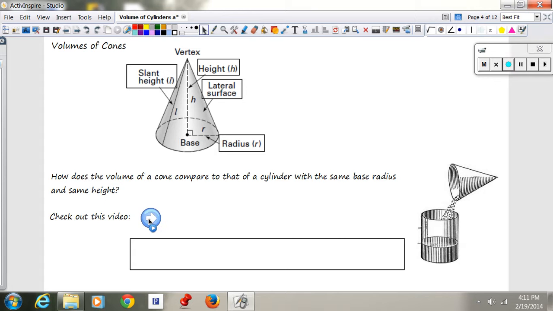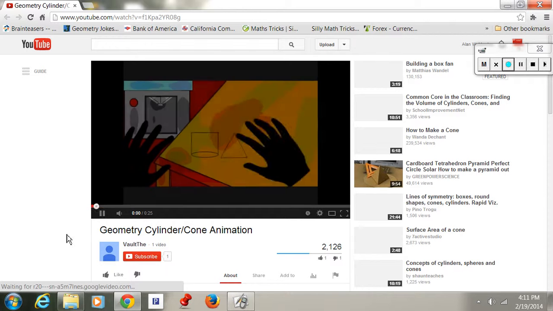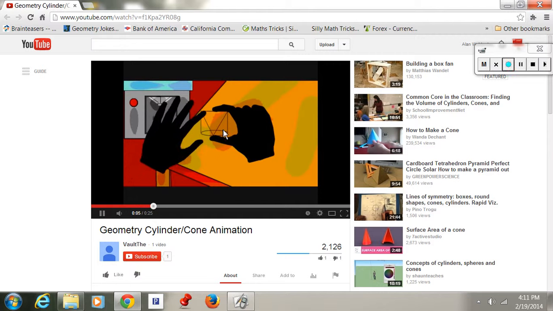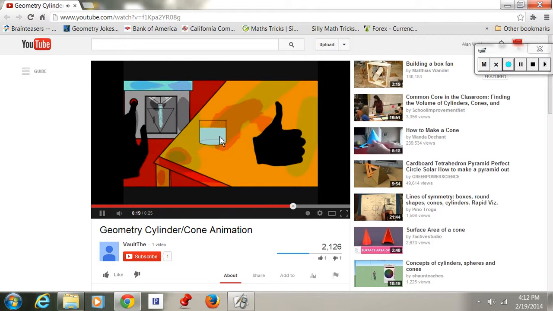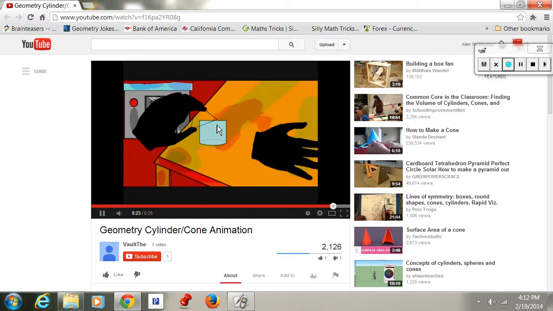Well, here's a little video clip that will help you see how a cone and a cylinder relate to each other. It's really short. Here's your cone. Here's your cylinder. You can tell it's a cylinder because it's got the circular base. They're going to take the cone out and they're going to fill it with water. Fill that cone with water and you dump it in, and it fills it not even quite halfway. Then you fill it up again, and it fills it a little bit more to the top, and then you fill it one more time, and it fills it up completely.